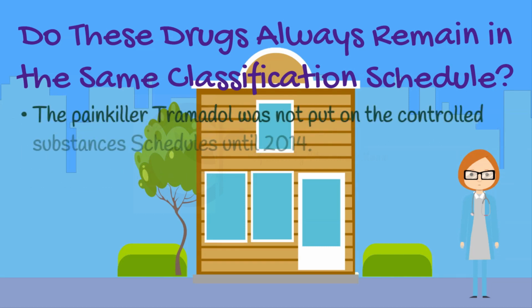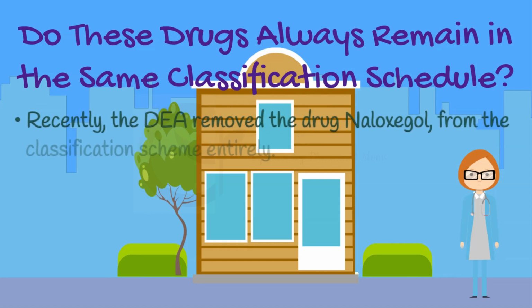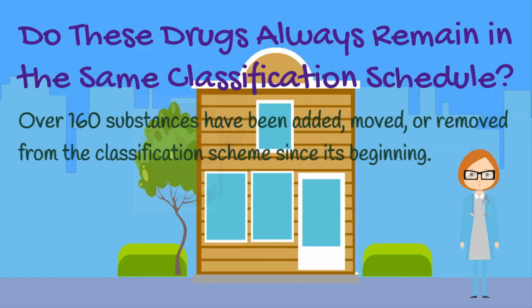The painkiller tramadol was not put on the controlled substances schedules until 2014, when the DEA decided that it belonged on Schedule IV, based on new evidence that it had a potential for abuse. Recently, the DEA removed the drug naloxone, an opioid drug that is used to relieve constipation that is associated with use of narcotic drugs, from the classification scheme entirely. Over 160 substances have been added, moved, or removed from the classification scheme since its beginning.